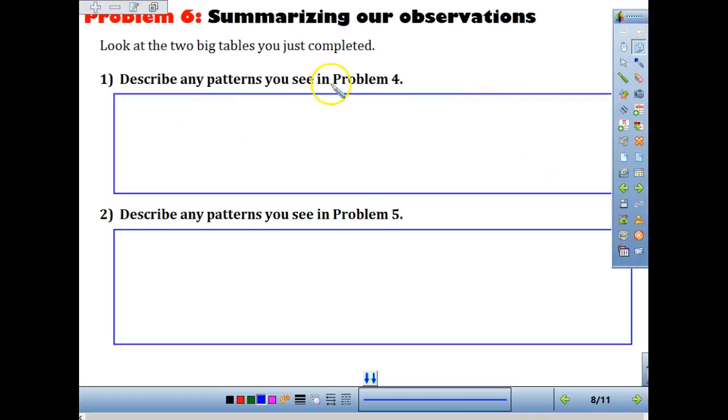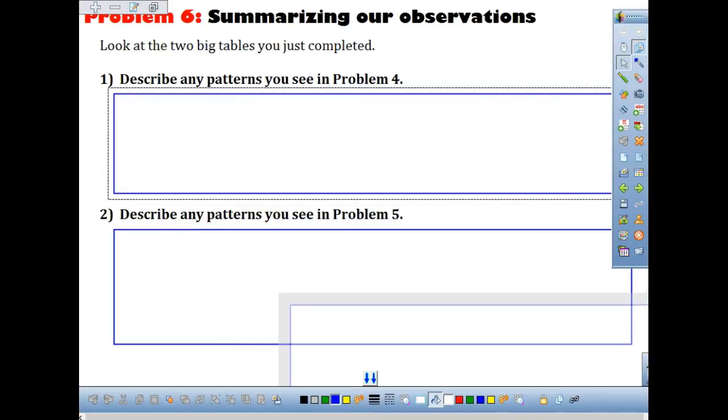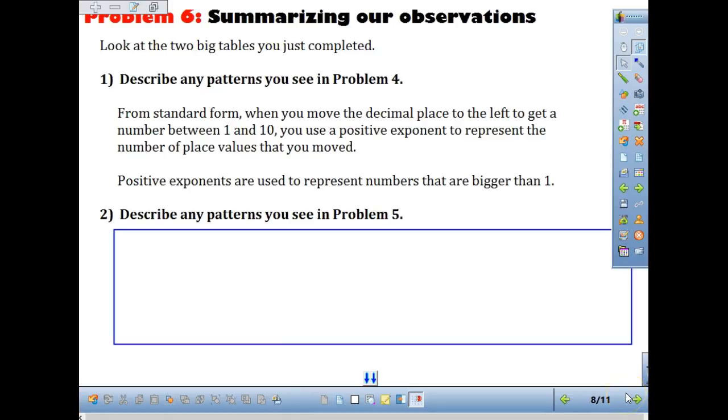So what is the pattern in problem 4? So that's the first one that we did. The pattern is this that we are looking at. When you change from standard form, and you don't have to write every single part of this down. When you change from standard form, you're going to move the decimal to the left to get a number between 1 and 10, right? That's the first thing we did.